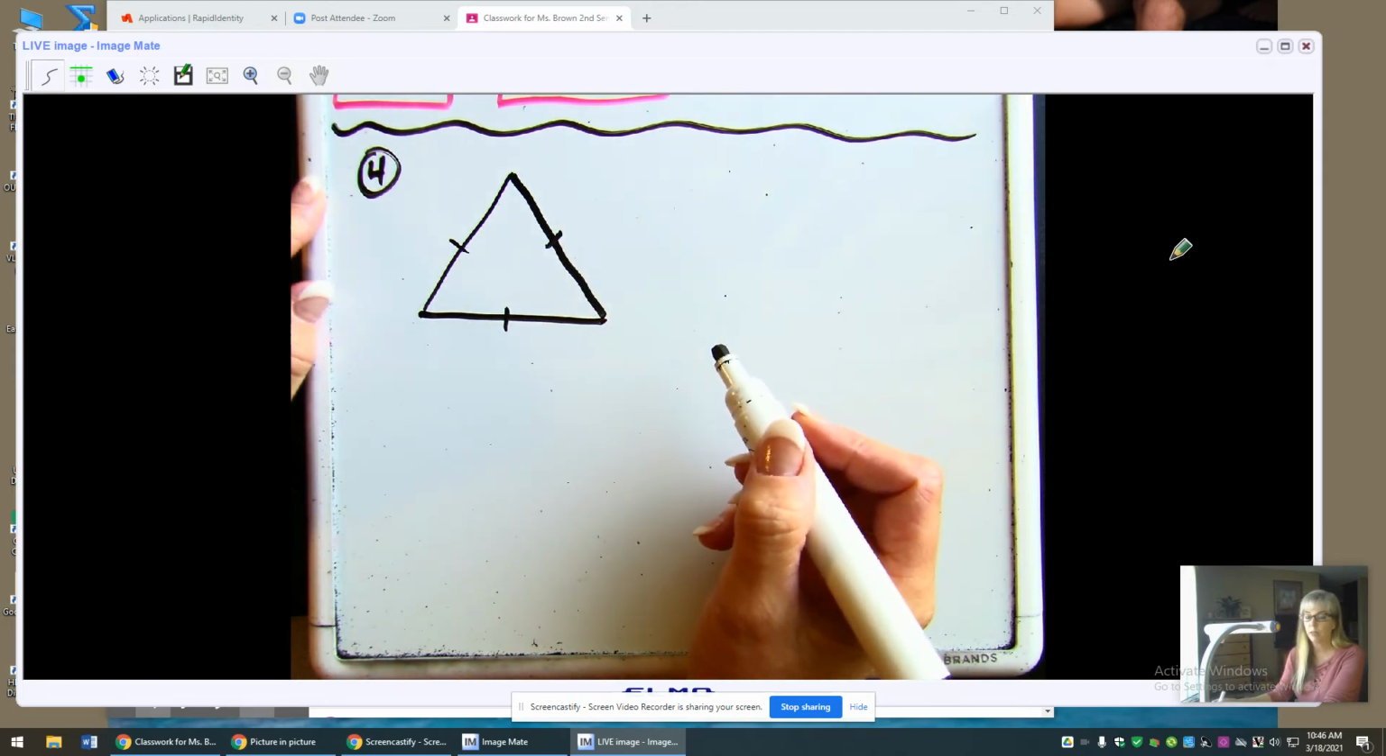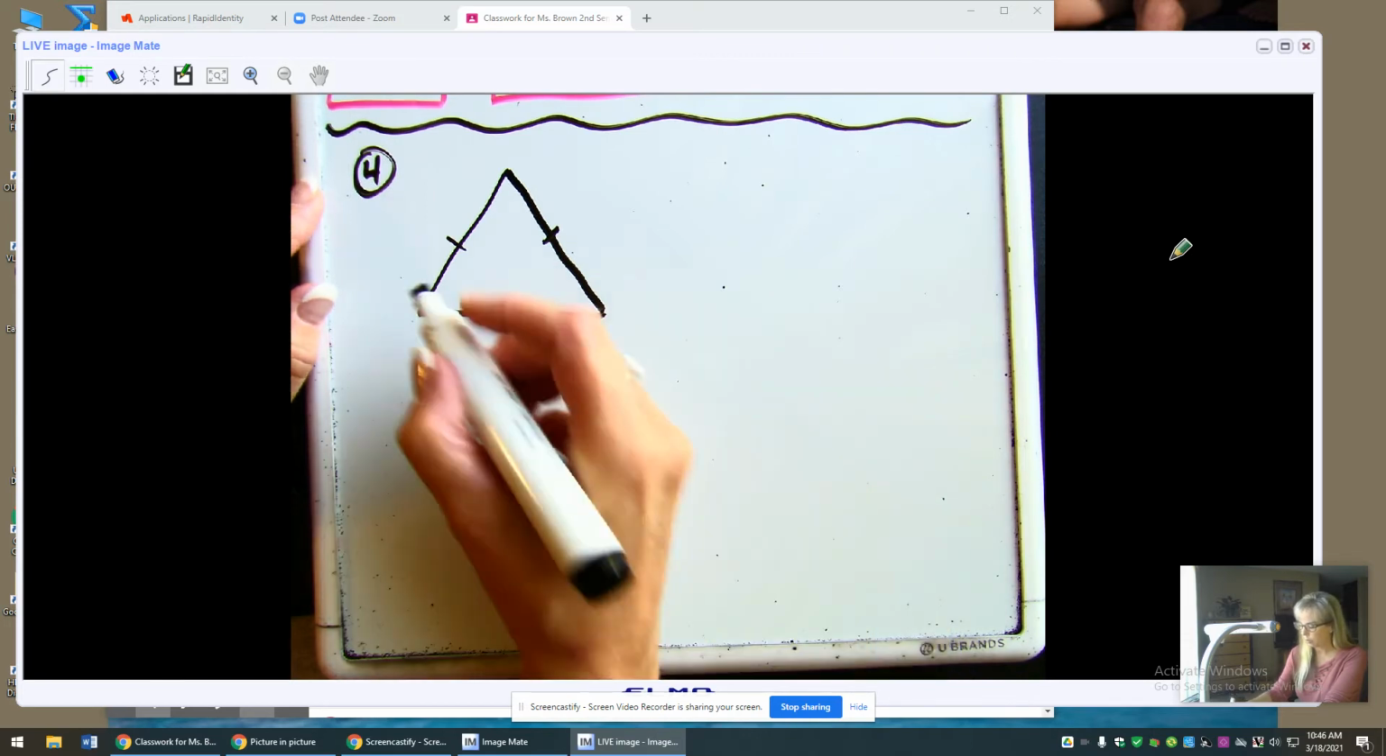Equilateral triangles not only have equal sides, they have equal angles, and we talked about this a week or so ago.